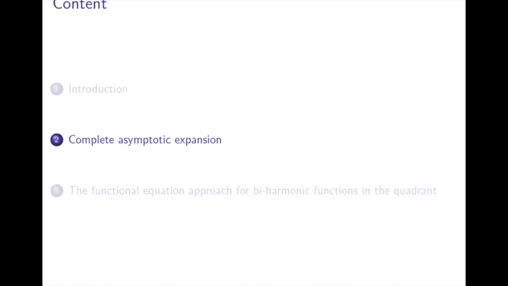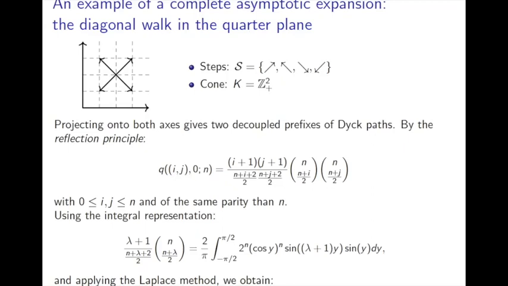So let us see an example of such a complete asymptotic expansion. So consider the diagonal walk in the quarter plane. The steps are northwest, northeast, southwest and southeast. The cone is again the quarter plane. So this is the simplest example, since projecting the walk onto both coordinate axes gives two decoupled one-dimensional positive walks.